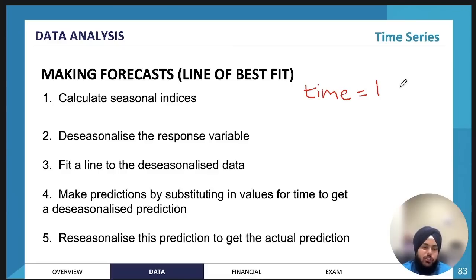And then make predictions by substituting in values for time to get a deseasonalized prediction. Once you've modeled the value, you can use that model to make a prediction about a certain value. Let's say 20 years down the line, what's going to be the ice cream sales if we continue on this pattern. Again, it's going to be extrapolation, so the value is going to be very inaccurate. And then finally, we need to reseasonalize this prediction to get the actual prediction, because we've only calculated the deseasonalized value, not the actual value.